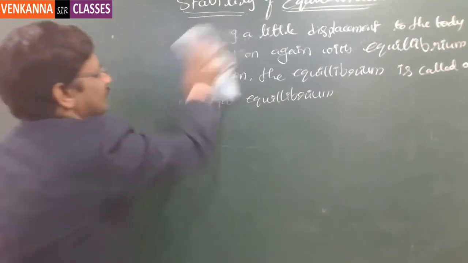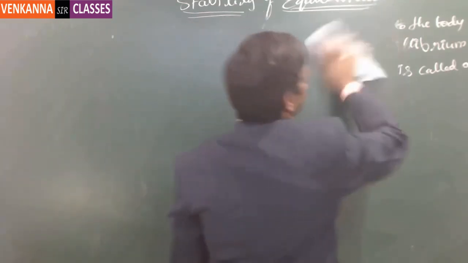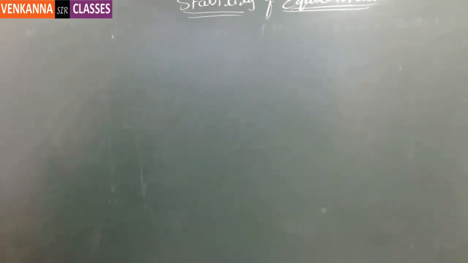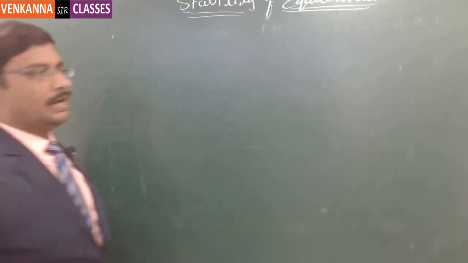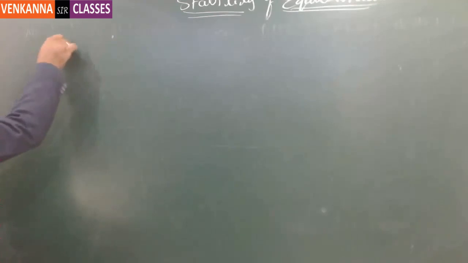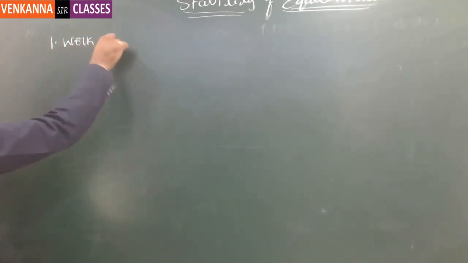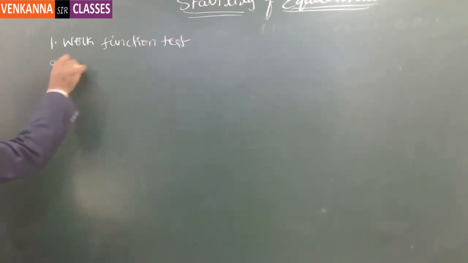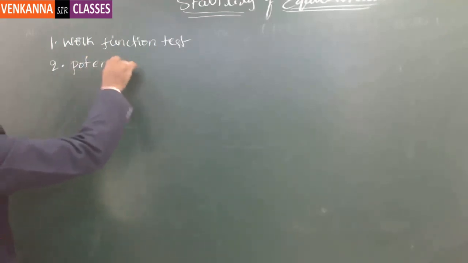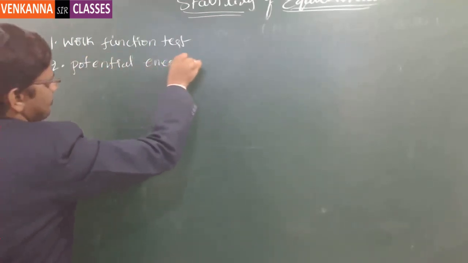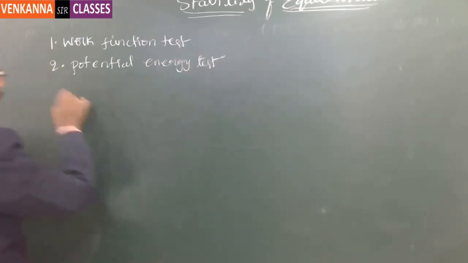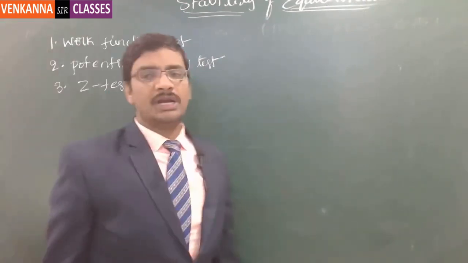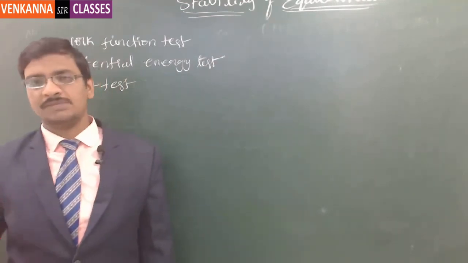Now, for a system of forces, how do we test the stability of equilibrium? Are there any methods available for us? There are three different methods that we are going to adopt. One is the work function test, another one is the potential energy test, and the third one is the jet test. These are the three different methods that we are going to adopt to find out the stability of equilibrium of a system of forces.